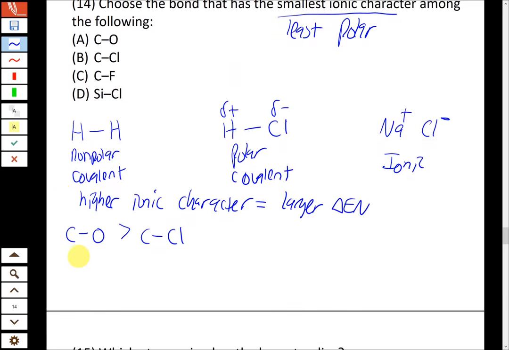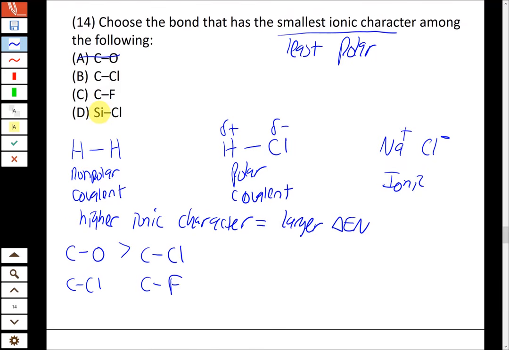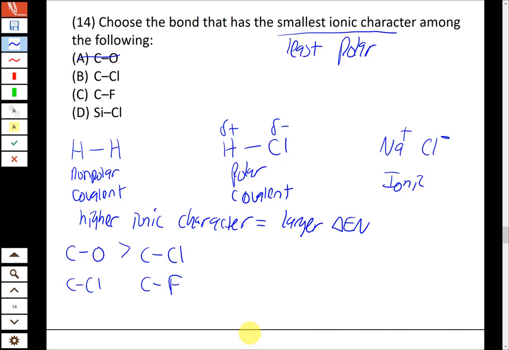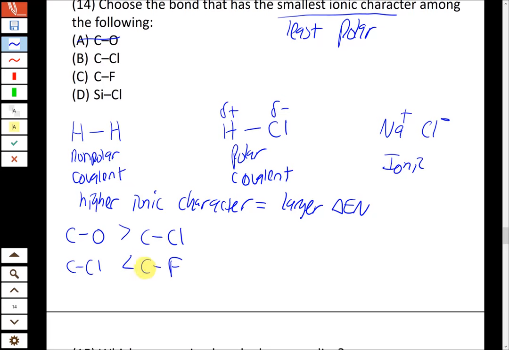Now if we compare carbon-chlorine to carbon-fluorine, just so we can get rid of this one, we're looking for the least polar, so we can knock that one out. Now let's compare those two. And this one's a little bit even easier because, again, chlorine versus fluorine, as I just said, fluorine is the most electronegative atom on the periodic table. Both of them are more electronegative than carbon. So the difference between carbon and fluorine is bigger than the difference between carbon and chlorine. So the CF bond is more polar, or has more ionic character, than CCl. All right, so CF versus CCl. That one's going to be more polar, so this one we can knock out as well because we're looking for the least polar.